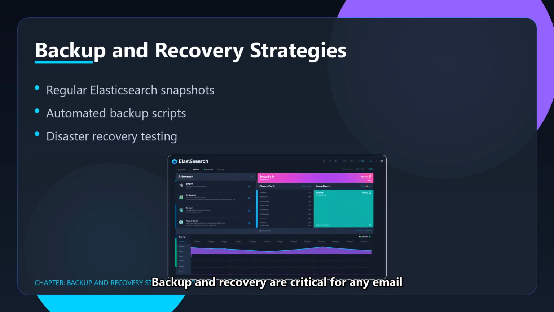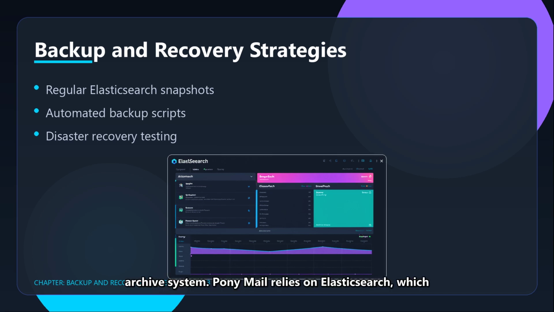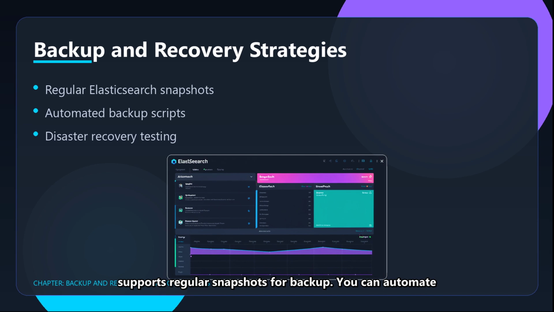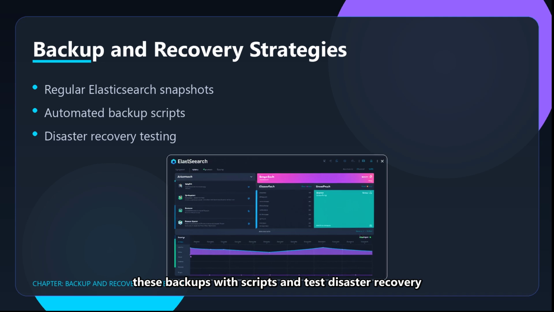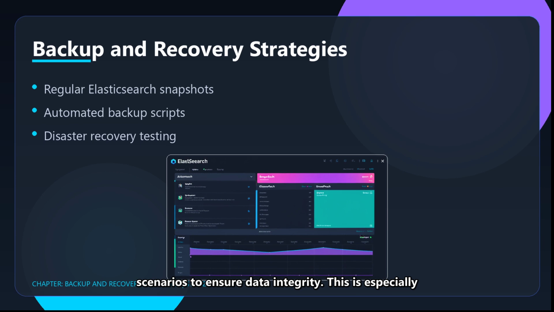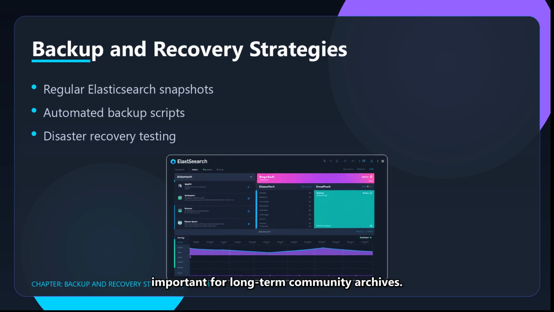Backup and recovery are critical for any email archive system. Pony Mail relies on Elasticsearch, which supports regular snapshots for backup. You can automate these backups with scripts and test disaster recovery scenarios to ensure data integrity. This is especially important for long-term community archives.